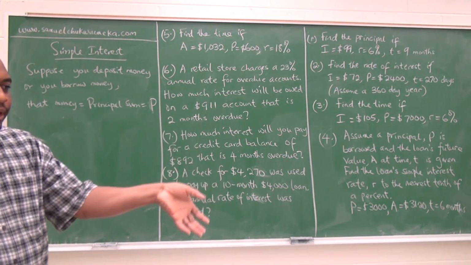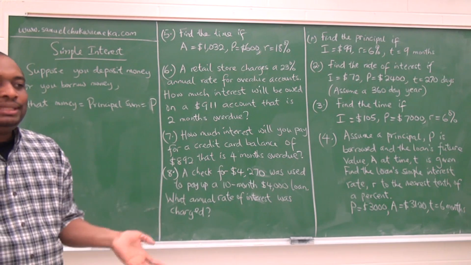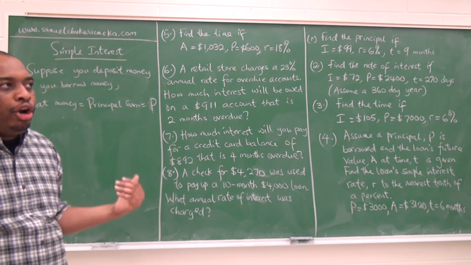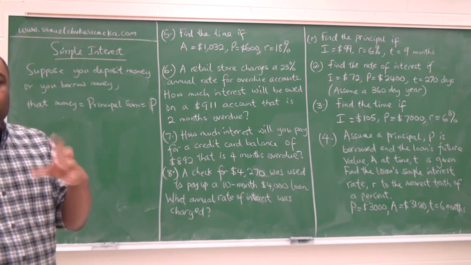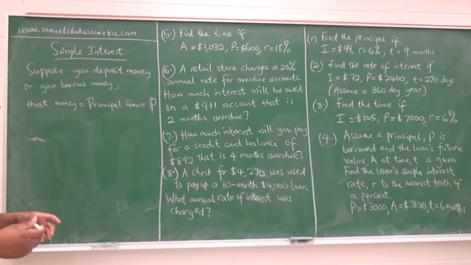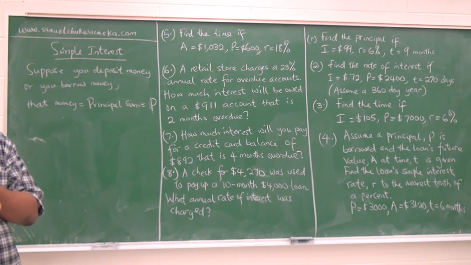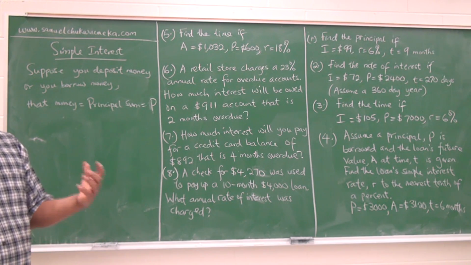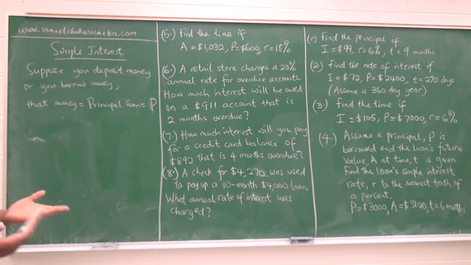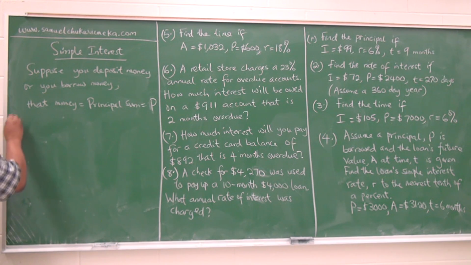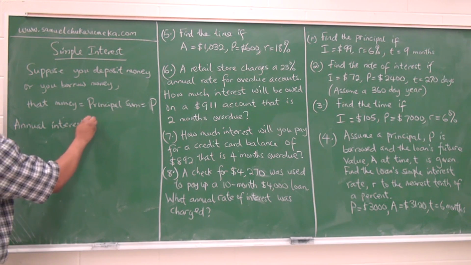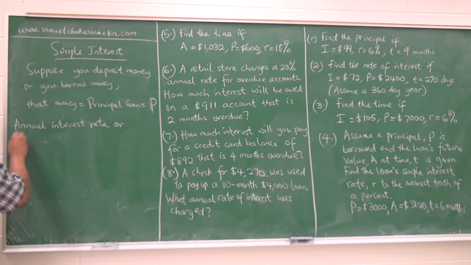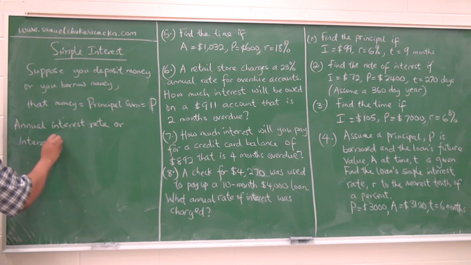So you deposit money into your checking or savings account, or let's say a checking account that pays interest, or you borrow a loan. That money is a principal sum, which we designate as P. Now, the bank that you borrow it from, or the bank that you deposit your money into, has an annual interest rate, or we say rate of interest, or interest rate per annum.